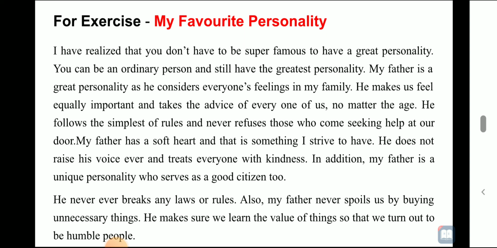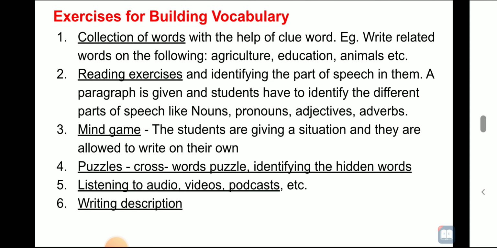Again, there is some exercise given. You read this essay, my favorite personality, and for practice purposes, identify any personality and prepare it in your own way. There are some exercises. You have to collect some words. You should do some reading exercise, identify different parts of speech. When you are reading any novel, any short story, then do it as an exercise.